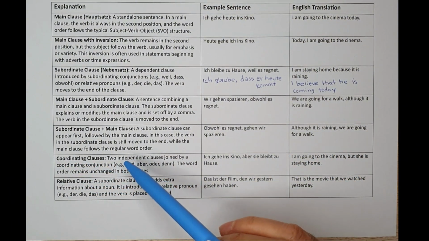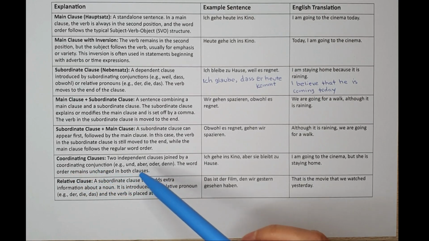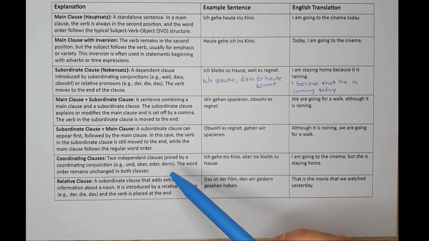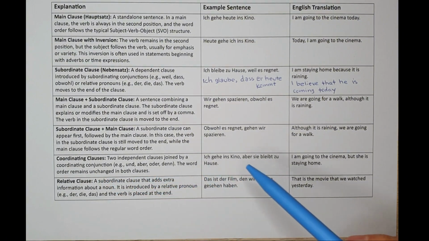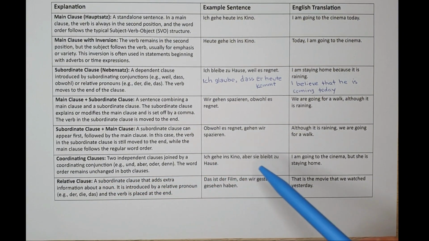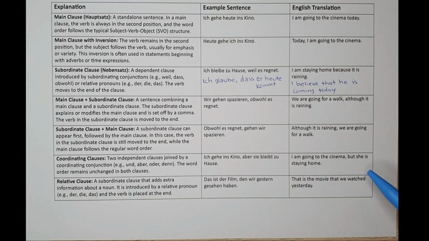Coordinating clauses. Two independent clauses joined by a coordinating conjunction like und, aber, oder, denn. The word order remains unchanged in both clauses. Ich gehe ins Kino, aber sie bleibt zu Hause. I'm going to the cinema, but she's staying home.